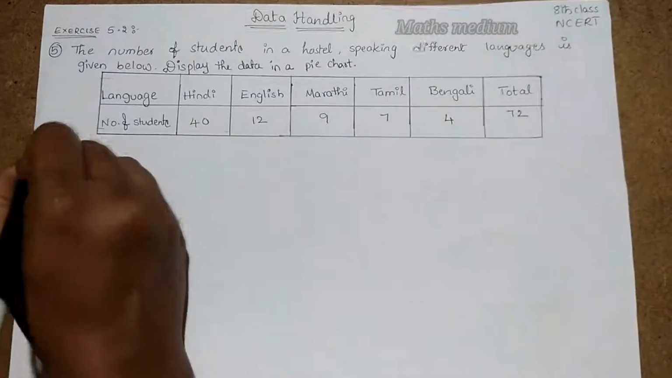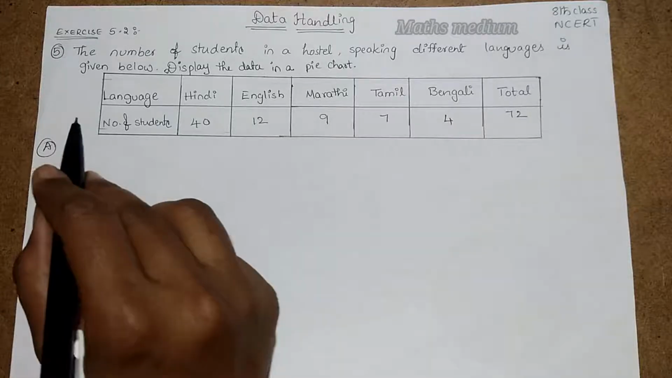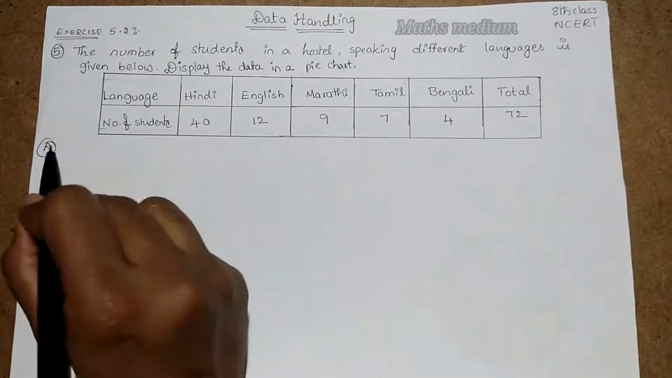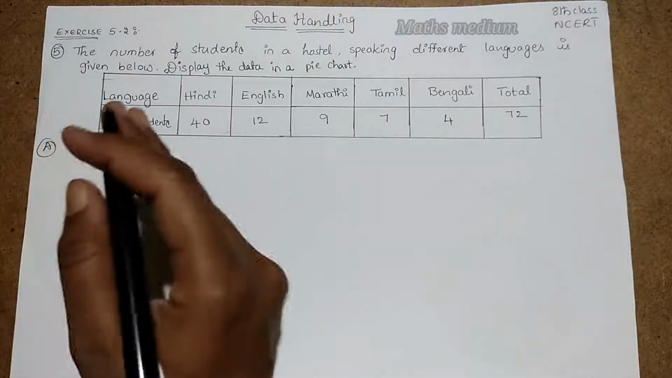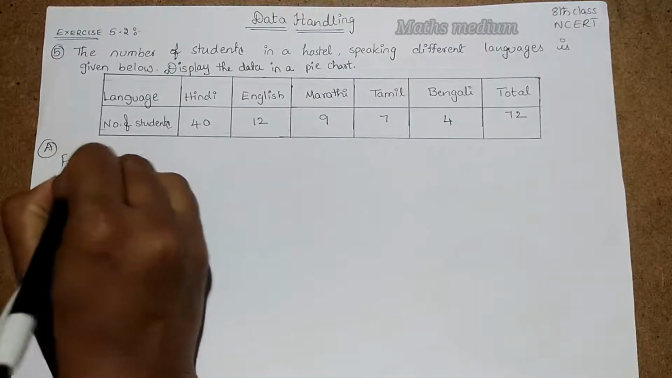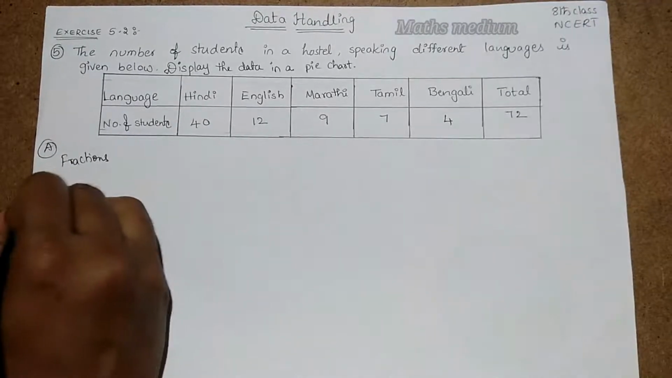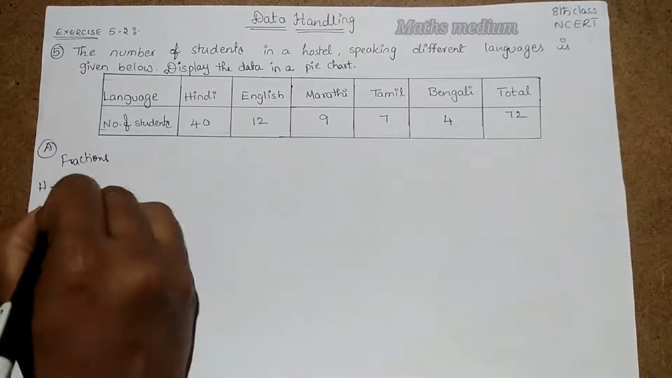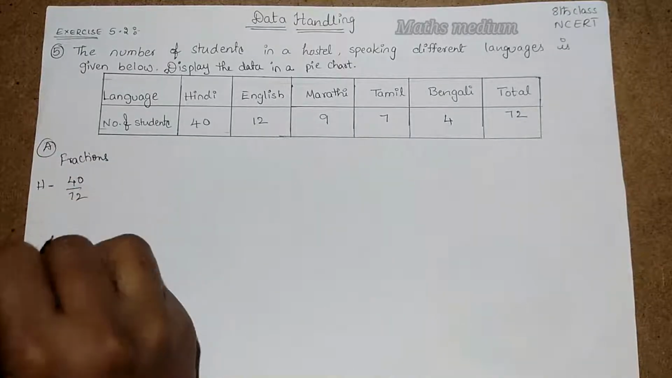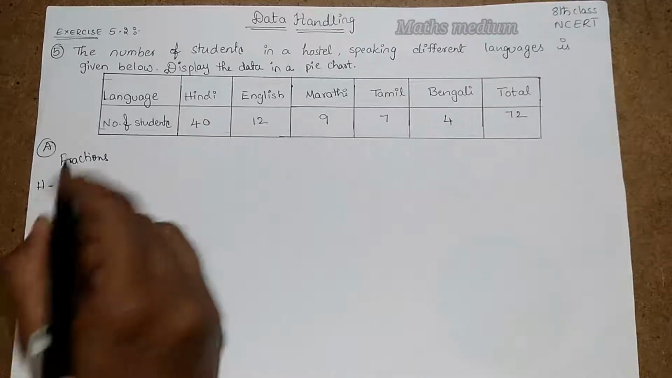So, now coming to here, we are having language and number of students. First of all, what we have to do is make fractions. From those fractions, we have to make angles. So, here I am taking fractions. For Hindi, 40 by 72. We know a fraction is nothing but part of a whole. Here is the part and this is the 72.